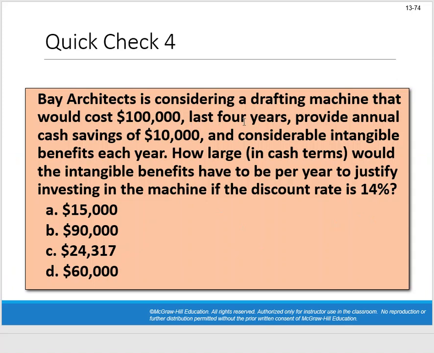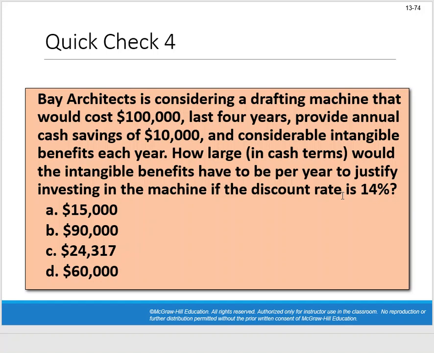Bay Architects is considering a drafting machine that would cost $100,000, last for 4 years, and provide annual cash savings of $10,000 and considerable intangible benefits each year. How large in cash terms would the intangible benefits have to be per year to justify investing in the machine if the discount rate is 14%?